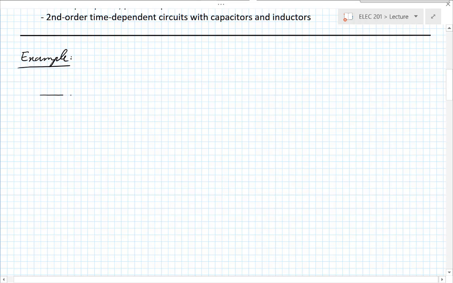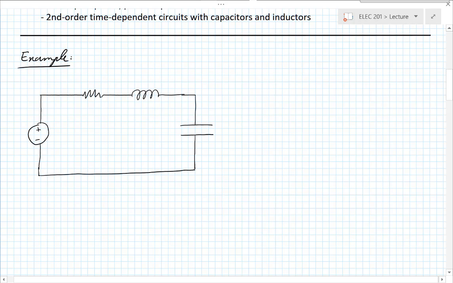So consider this circuit. I have a resistor here, an inductor here, and a capacitor here. So the elements are very much the same kind of things that we have been using so far. Okay, so we have an R, L, and C here. And this would be a source voltage. In general, a time-dependent source.